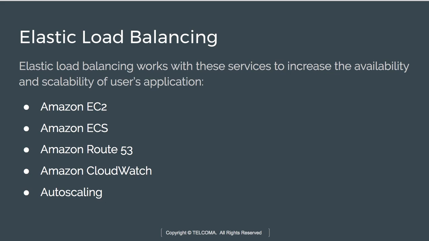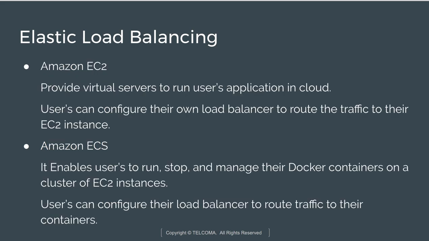Now, elastic load balancing works with these services so that availability and scalability can be increased. So, what are the services? We have Amazon EC2, Amazon ECS, Route 53, CloudWatch, and Auto Scaling. Amazon EC2, Elastic Compute Cloud, provides virtual servers so that users can run applications in the cloud. We can configure the load balancer and route traffic to the EC2 instances.